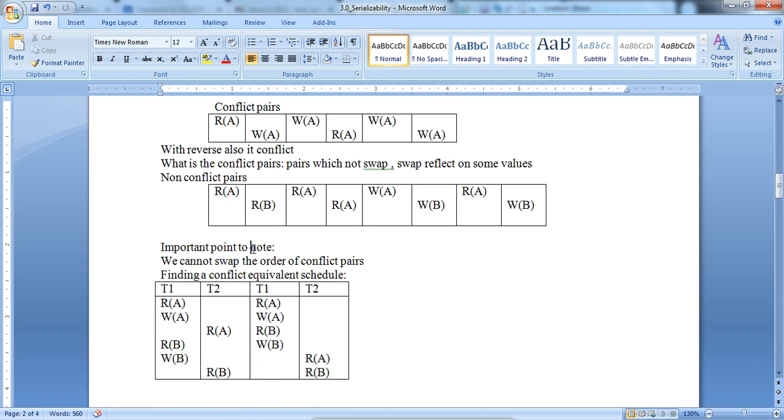Now, an important point to note: we cannot swap the order of a conflict pair. If it is a conflict, we cannot swap it, because it changes the output. We can swap the order of a non-conflict pair, but we cannot swap the order of a conflict pair. Now, finding a conflict equivalent schedule.